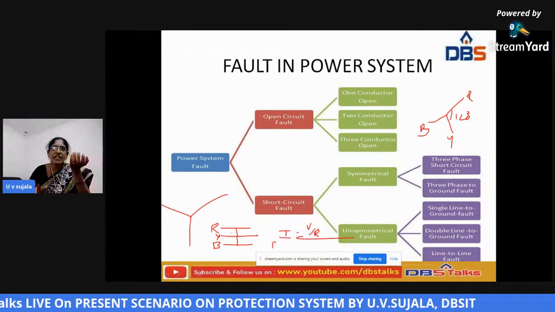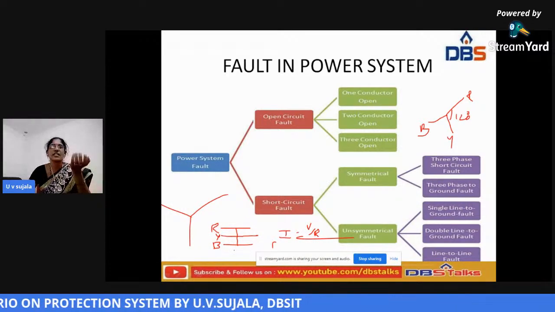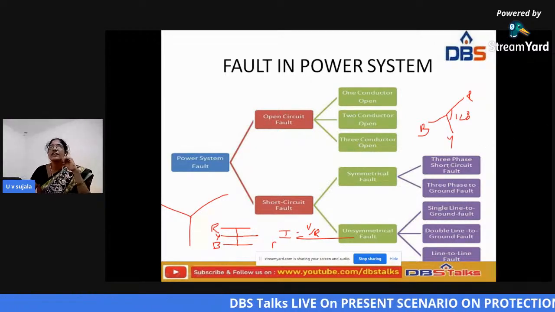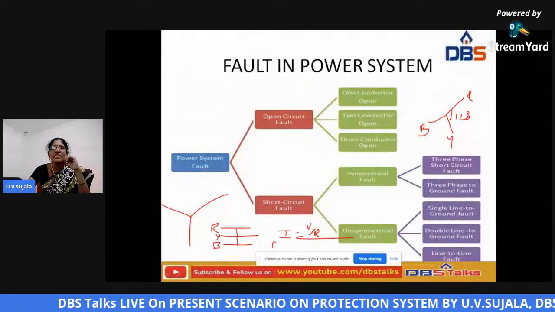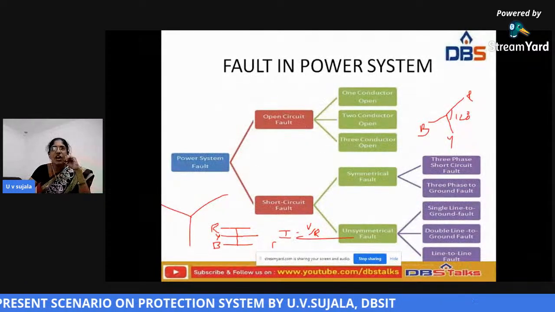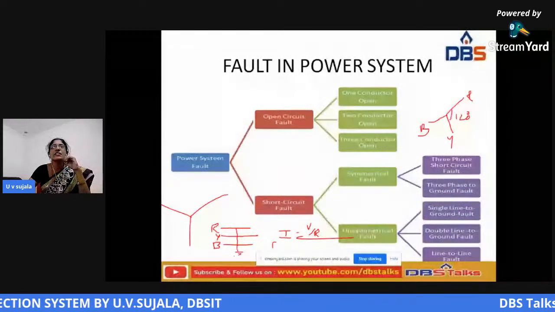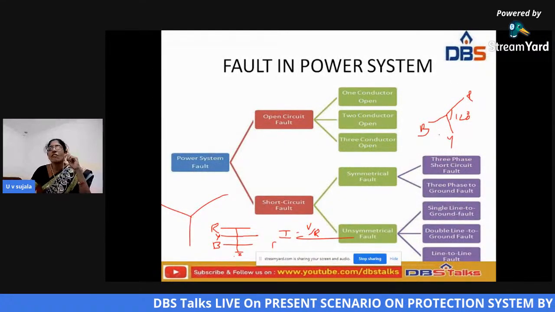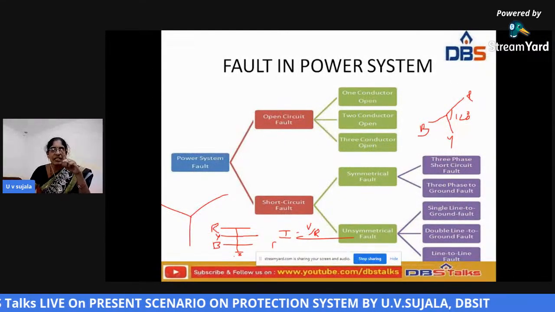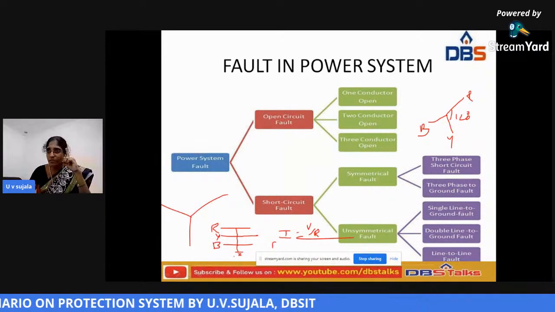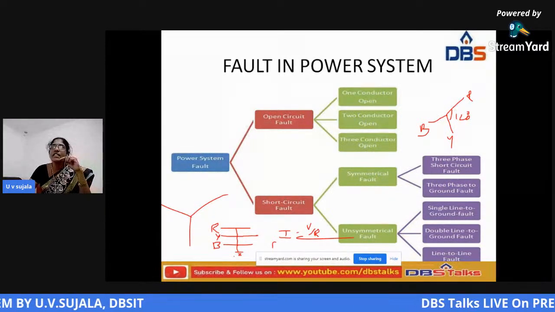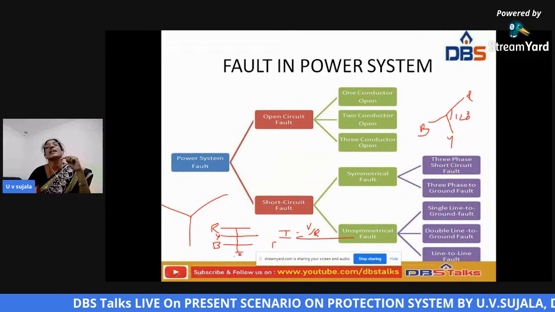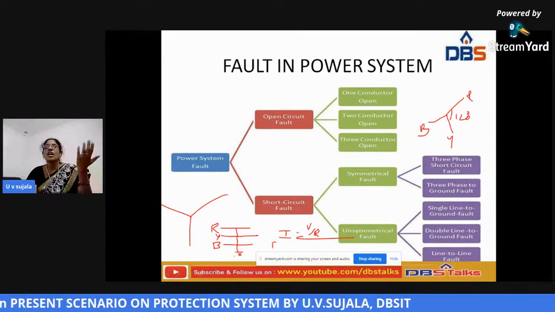So whenever the three lines are shorted, that is called a three-phase short circuit fault. And in a three-phase ground fault, when the three are shorted and grounded, it is called a three-phase ground fault. Why I am telling you the symmetrical fault is a balanced fault is because the three phases are shorted, so the three are in the balanced condition.